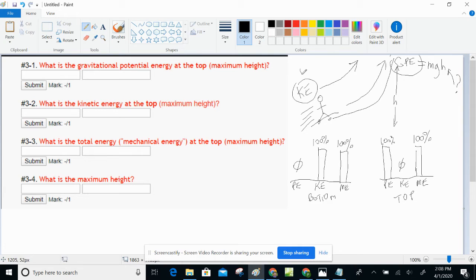So the first step, number 1, we solve for that. And then step number 2, we say, okay, that's going to give us our potential energy, GPE. And then step number 3, we solve for height. And so that's that question.